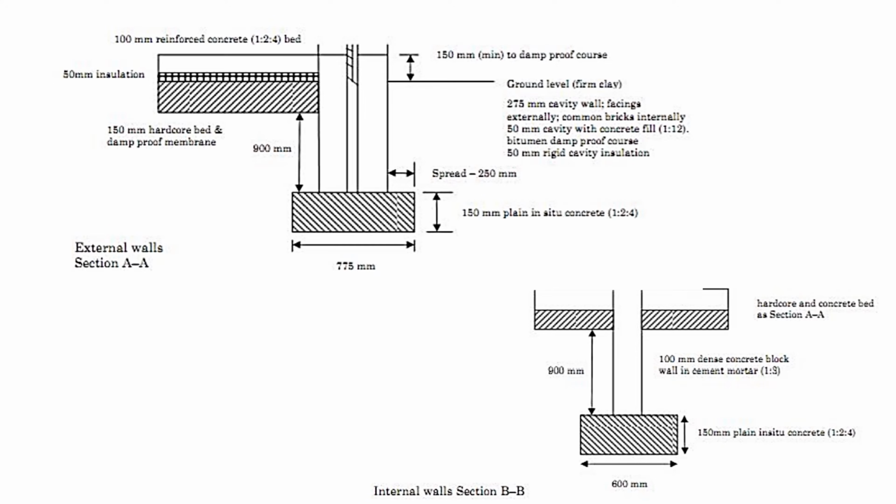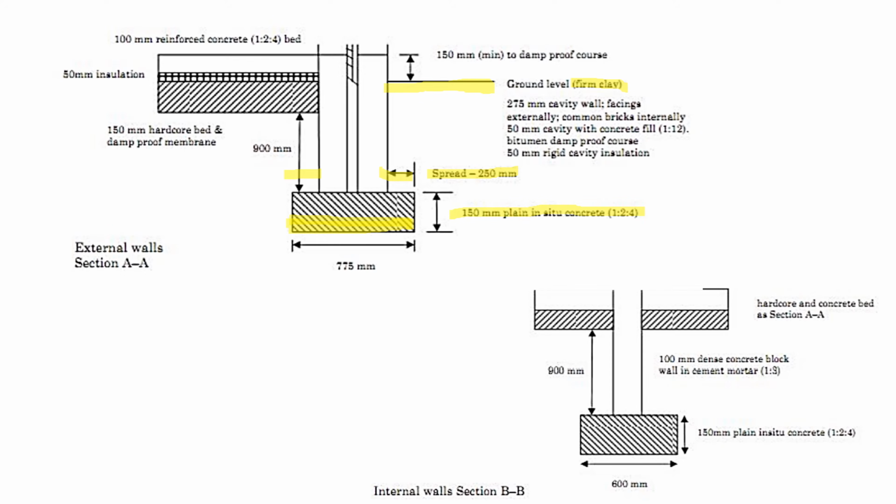Section AA, the foundation spread is 775 millimeters wide. You see, this is the foundation strip. The spread is 250 millimeters for this side and for the other side. Then we have 150 millimeters plain in situ concrete, ratio 1:4. Then here we have the ground level, which is made up of farm clay. So when you're told farm, is there any need for site clearance? We haven't been told that there are shrubs or bushes on site, so we shall not do site clearance. Then you're told it's farm clay, so you will not do removal of vegetables.